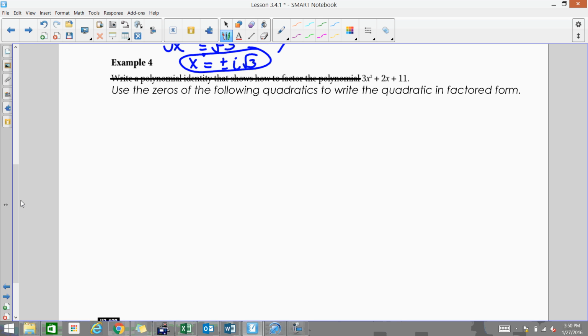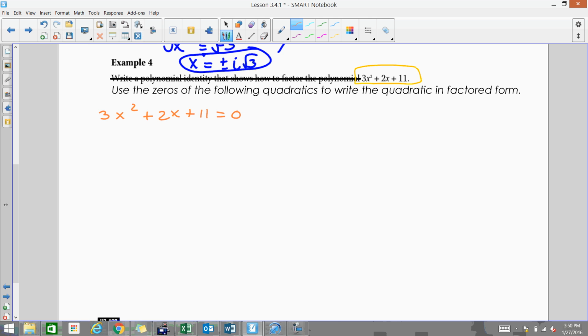This is written out as a trinomial. This you cannot solve by taking square roots. I repeat, you cannot solve this by taking square roots. This you are going to have to solve. So you're going to set it up: 3x squared plus 2x plus 11 equals 0.